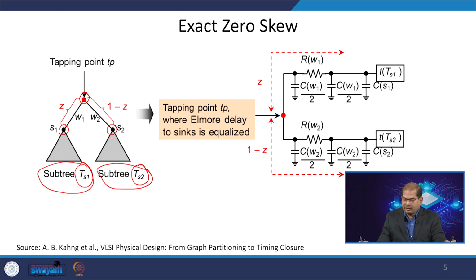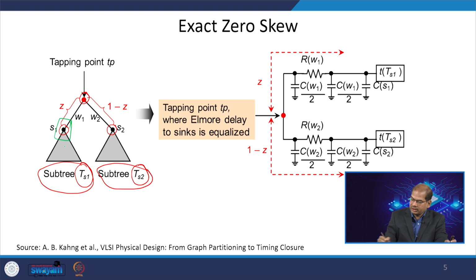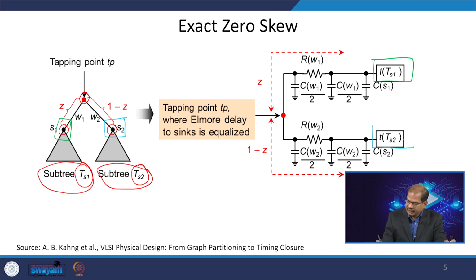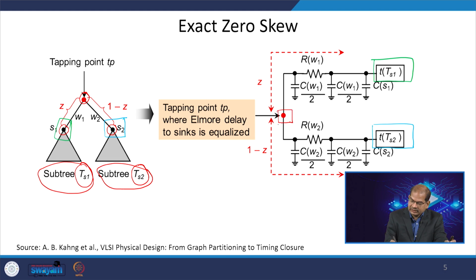So, this is the problem statement, and we created a model for it. Let us say the delay till this point S1 is denoted by T of TS1. Similarly, the delay till this point S2 is denoted by T of TS2. Now, our target is to find a point here such that both the branch delays are the same.